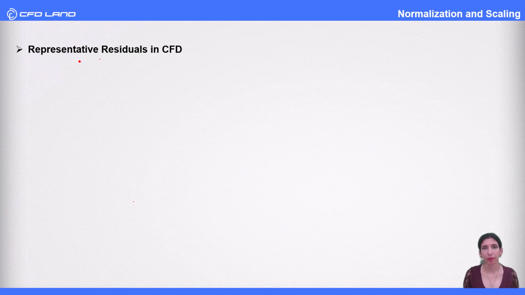A question may come up to your mind. My mesh has 10 million cells. Should I monitor all 10 million residuals? Of course not. It's tiresome and impractical. What you need to do is to use representative residual. As its name says, it stands for all the residuals in your mesh in that iteration.